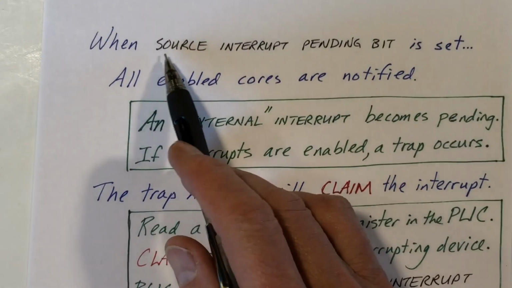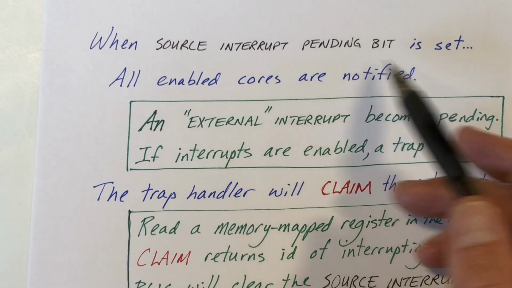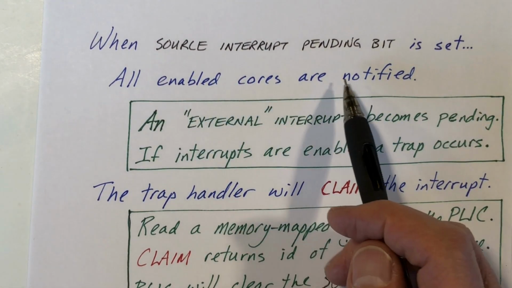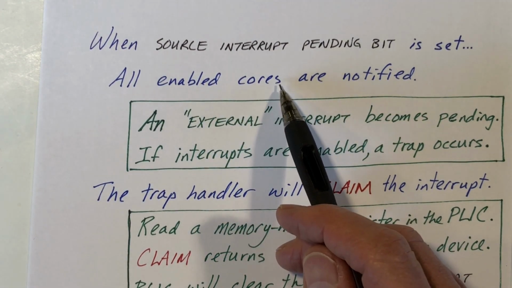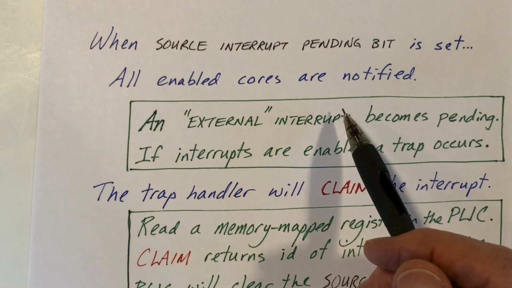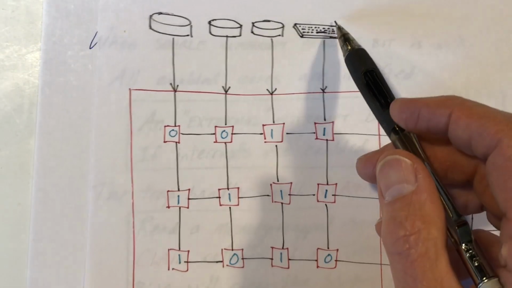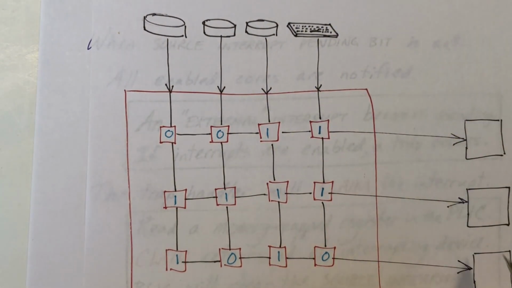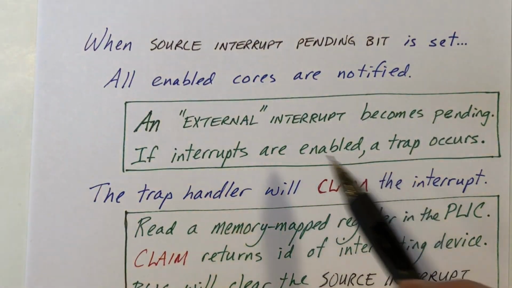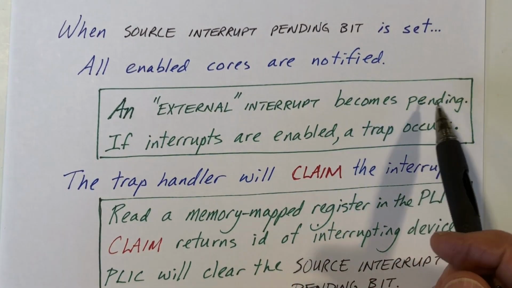Okay, so when an interrupt occurs, the source interrupt pending bit becomes 1. And at that point, the PLIC will notify all of the cores that are enabled for that particular device. So the matrix of all the enabled cores will be consulted to determine which cores are going to be notified. Here's the matrix. So for example, when an interrupt comes in for the keyboard, these 2 cores will be notified, but not this one. What does that notification mean? Well, it means an external interrupt will be raised in that core.